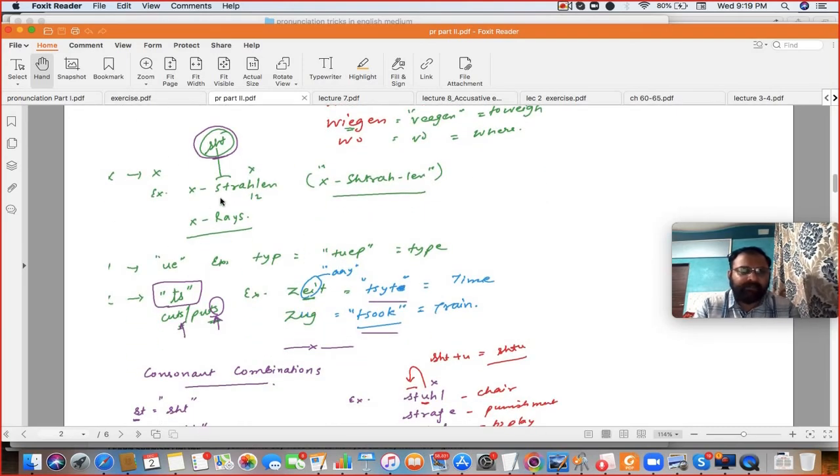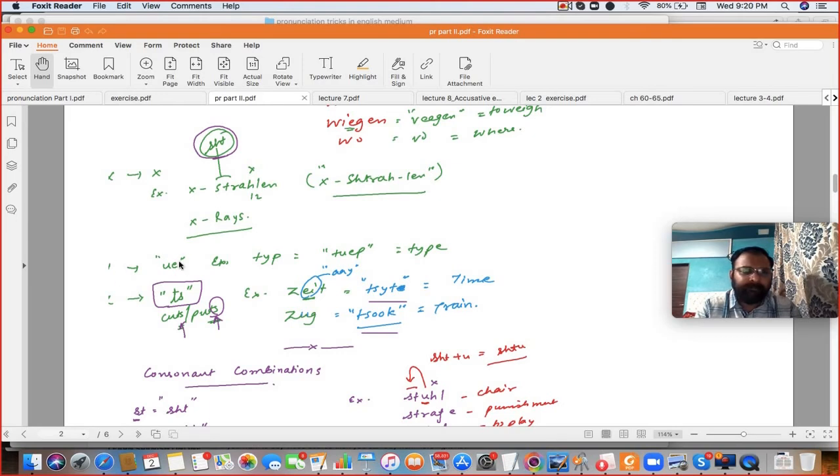Next is X. X is having the X sound only. Always it is the X sound only. So speak this example. Extragen. Correct. Extragen is a German word that means X-rays. X-rays is the meaning.